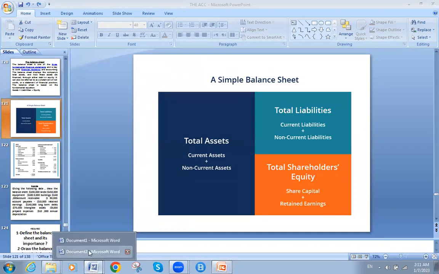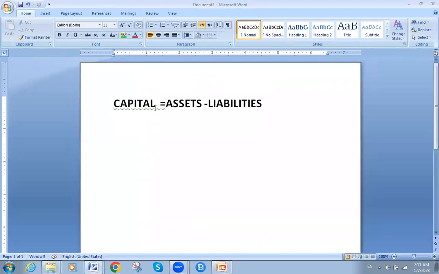Same thing we said here before. So if I want the capital, it will be assets minus liabilities. Okay, if I want to get the assets, I can get it here, and the capital here will go there. So assets will equal liabilities plus capital.